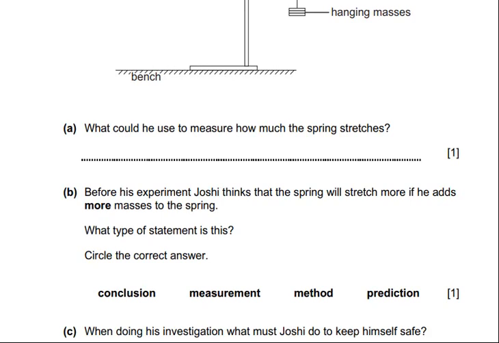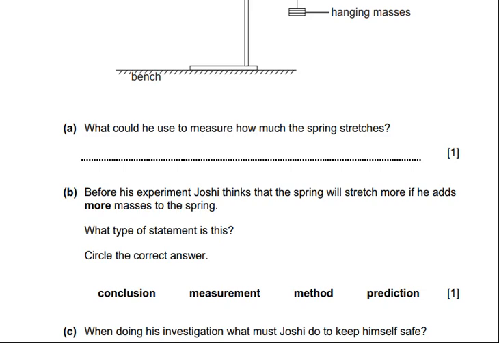It means we need to write down the name of an equipment, the name of the tool that's used for measuring the spring. Okay, so here you can write down a ruler. B. Before his experiment, Joshi thinks that the spring will stretch more if he adds more masses to the spring. What type of statement is this?